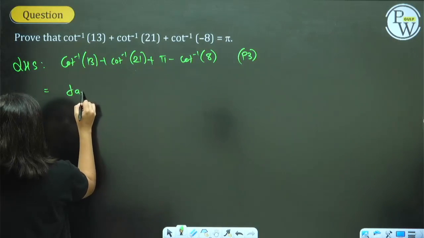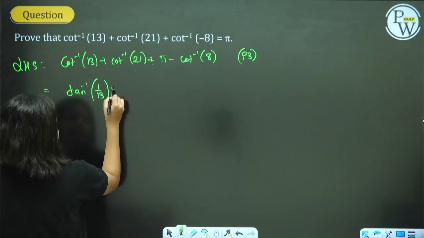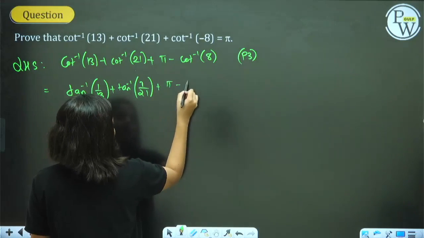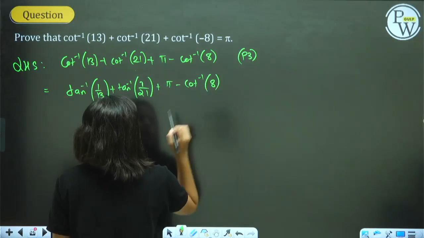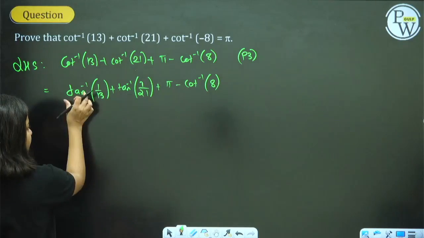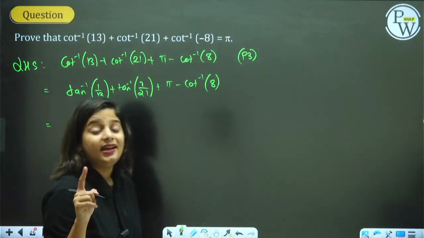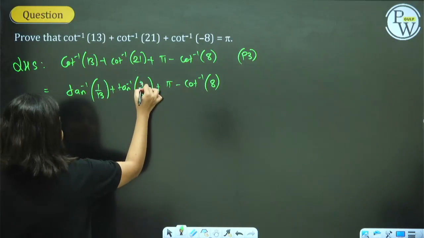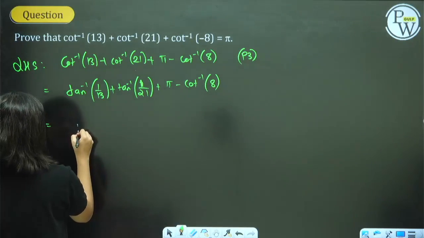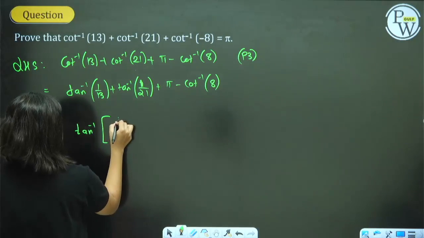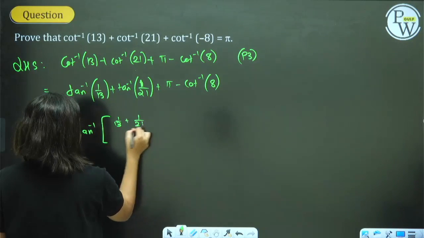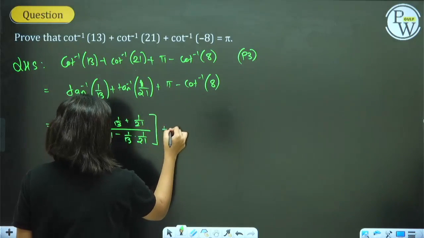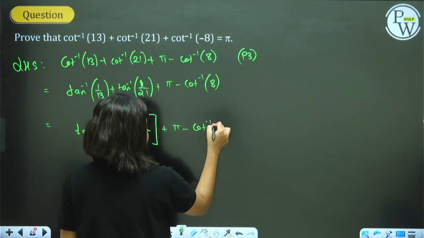Now this can also be written as tan inverse of 1 by 13 plus tan inverse of 1 by 21. Why am I doing that? Because we have a formula for tan. We don't have a formula for cot. Do we have a formula for cot? No. Tan inverse x plus tan inverse y, property 5. What is tan inverse of x plus tan inverse of y? Tan inverse of (x plus y) upon (1 minus x into y), plus pi minus cot inverse of 8.